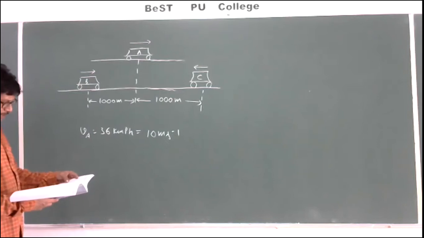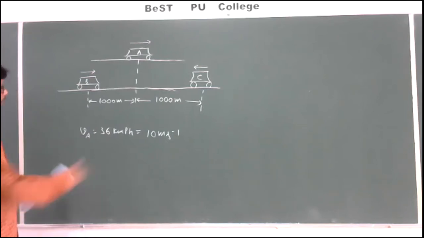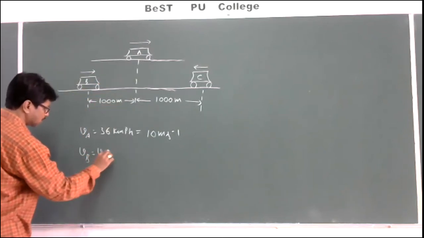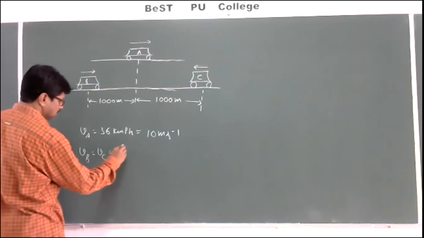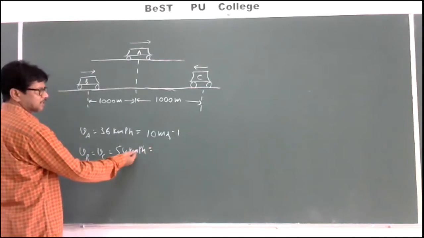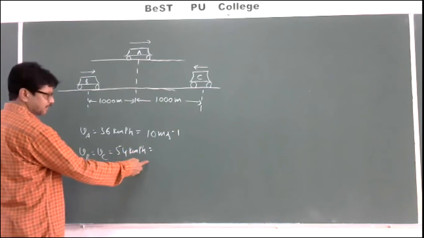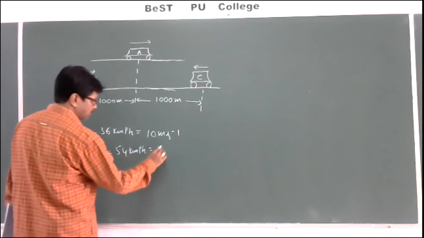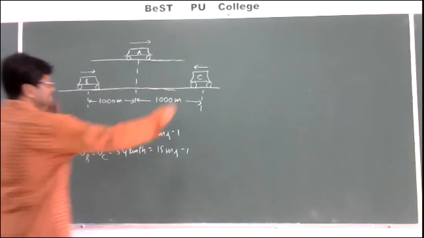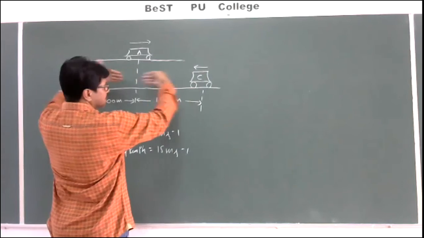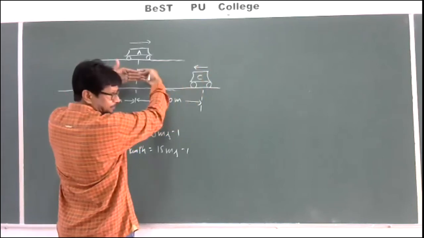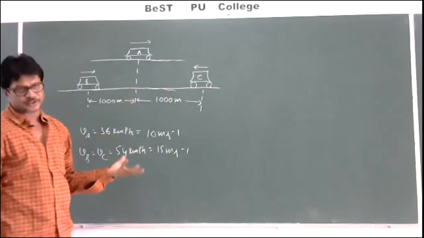And car B and car C are approaching in opposite directions to car A, both moving with the same speed. VB is equal to VC, which is equal to 54 kilometers per hour. Again, if you want to convert into meters per second, it should be multiplied by 5 by 18. 18 ones, 18 threes. So 15 meters per second. So car B and car C are moving in opposite directions at the same speed. Since they are moving with the same speed, definitely they will reach this point at the same time, then definitely the accident will take place.